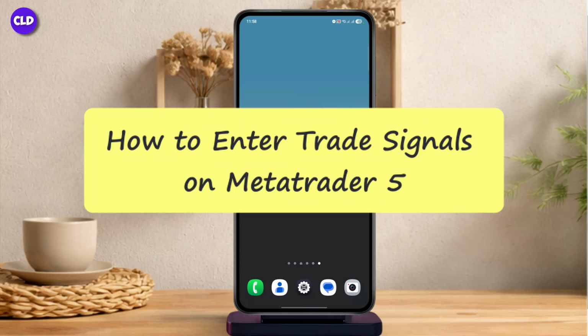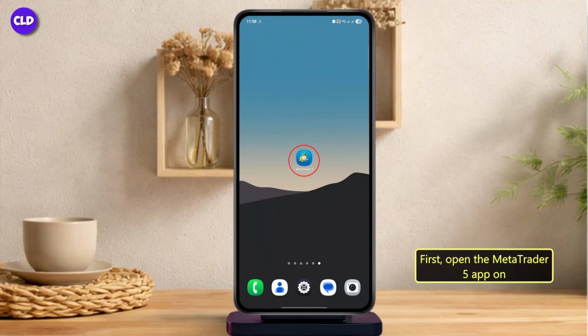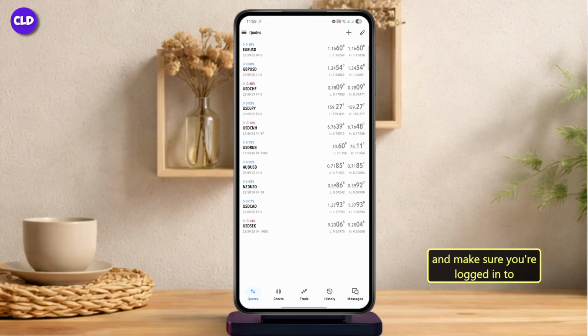How to enter trade signals on Metatrader 5. This tutorial shows you how to set up and place a trade order on Android. First, open the Metatrader 5 app on your Android device and make sure you're logged in to your trading account.